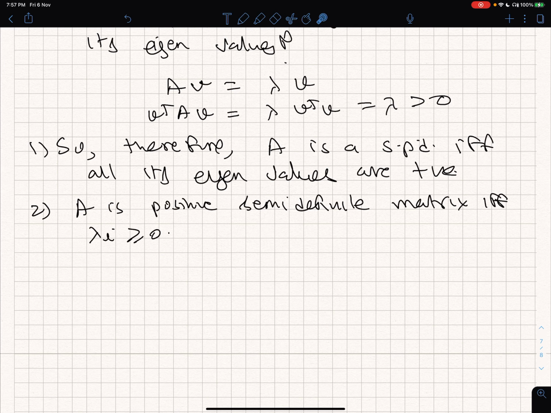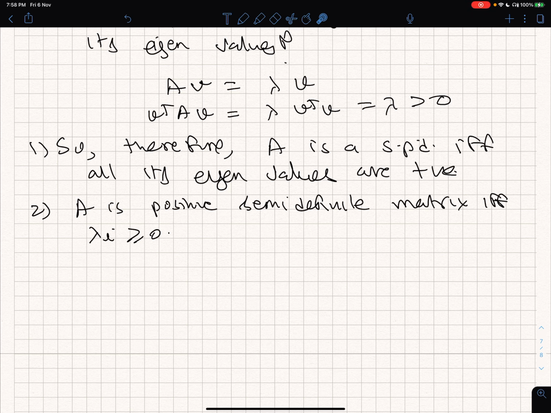Then what further can you say? A is a negative definite matrix if and only if all its eigenvalues are negative. A is a negative semi-definite matrix if and only if all the lambda i's are less than or equal to 0.